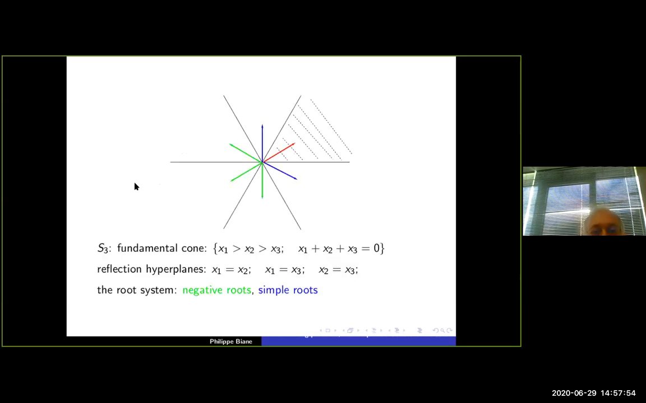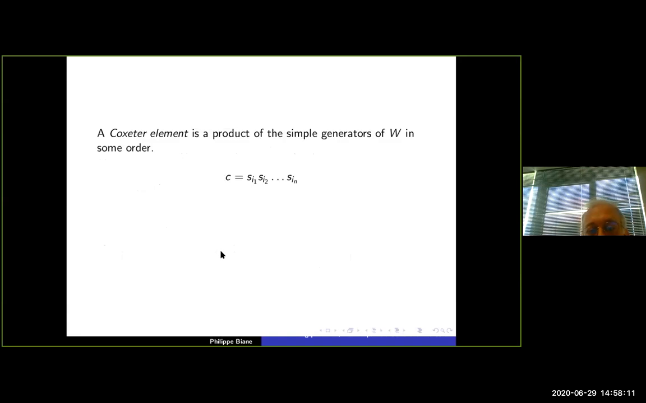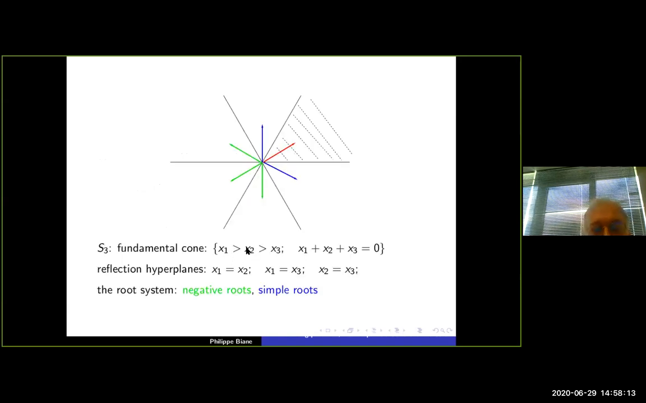Here is a picture in the case of S3. So S3 acts on the hyperplane x1 plus x2 plus x3 equal to 0. And inside this hyperplane, I have a cone given by the inequalities x1 bigger than x2 bigger than x3. This is the cone which is here, that you can see, bounded by these two hyperplanes. There are three reflections in S3. The three reflections are the reflections with respect to the three lines which are here.